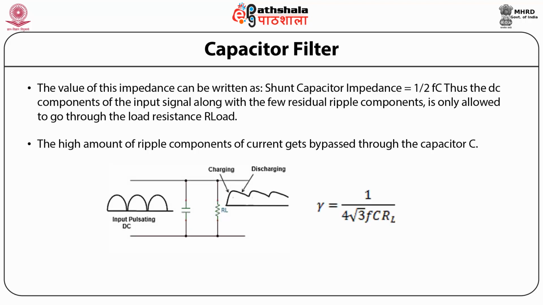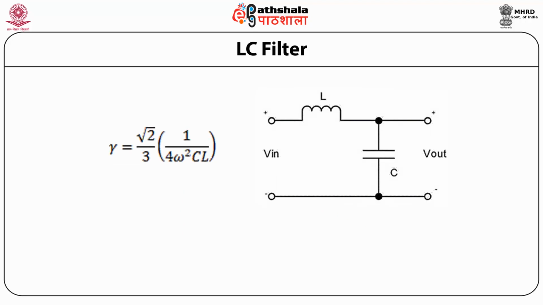As you can see over here, there is a difference between the input pulsating DC, which gets filtered after passing through the capacitor, and the ripple factor is given by 1 by 4 root 3 f C RL.